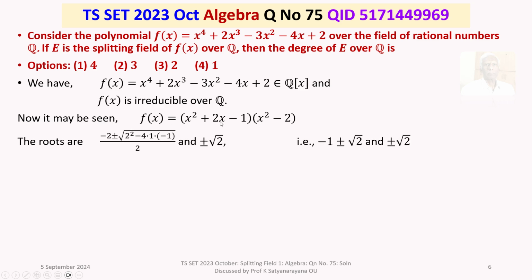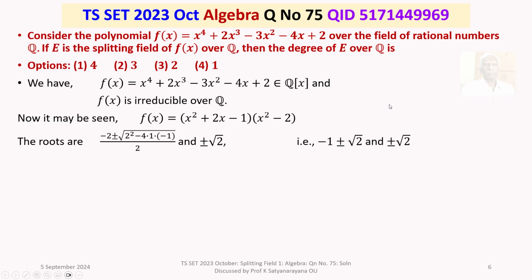X square plus 2x minus 1 will give you minus 2 plus or minus under the square root of b square, that is 2 square minus 4 into a, which is 1, into c, which is minus 1, by 2. And for this x square minus 2, the roots are plus or minus root 2. Thus, the roots are minus 1 plus or minus root 2 and plus or minus root 2. Right. Are they in Q? They are not in Q because root 2 is irrational. It will not be there in Q.